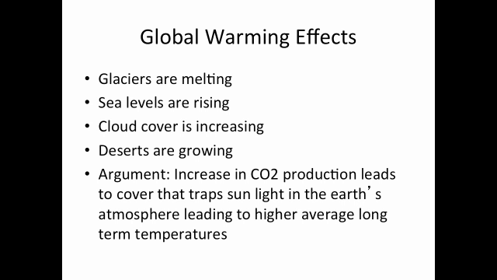Glaciers have been melting at an incredibly rising rate. Sea levels have been rising on a regular basis over the last 30 to 40 years. Cloud cover has been increasing, giving the idea that we're actually cooling, but actually cloud cover increases because of the overall evaporation of oceans, which means we're heating up. Deserts are growing. And so the overall argument is that an increase in carbon dioxide production leads to a cover that traps sunlight in the Earth's atmosphere, leading to higher average long-term temperatures and a rate of temperatures going up.